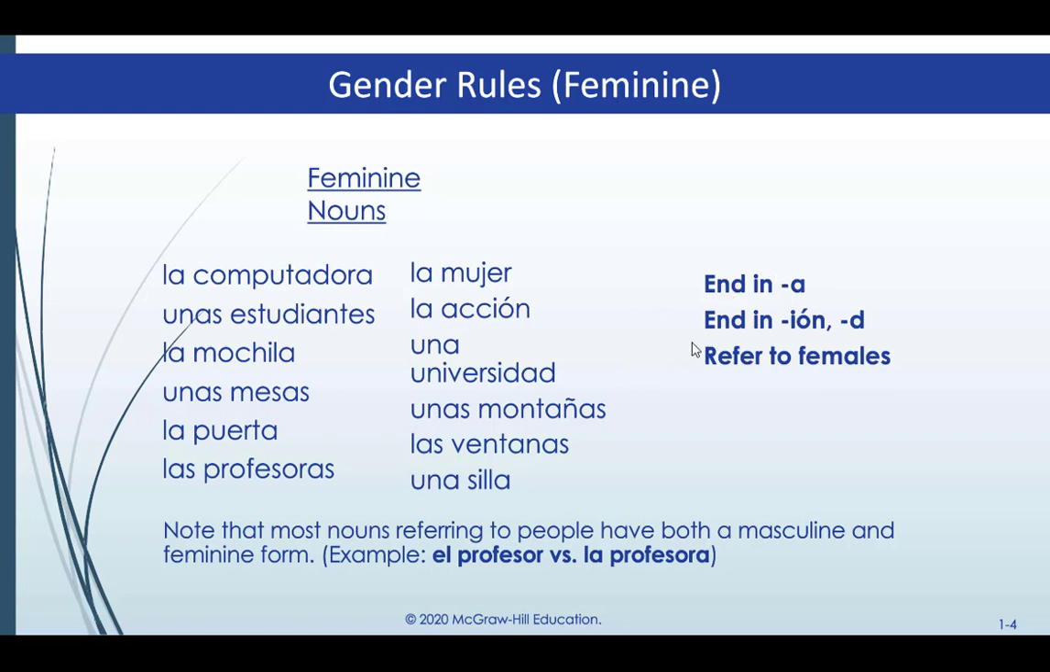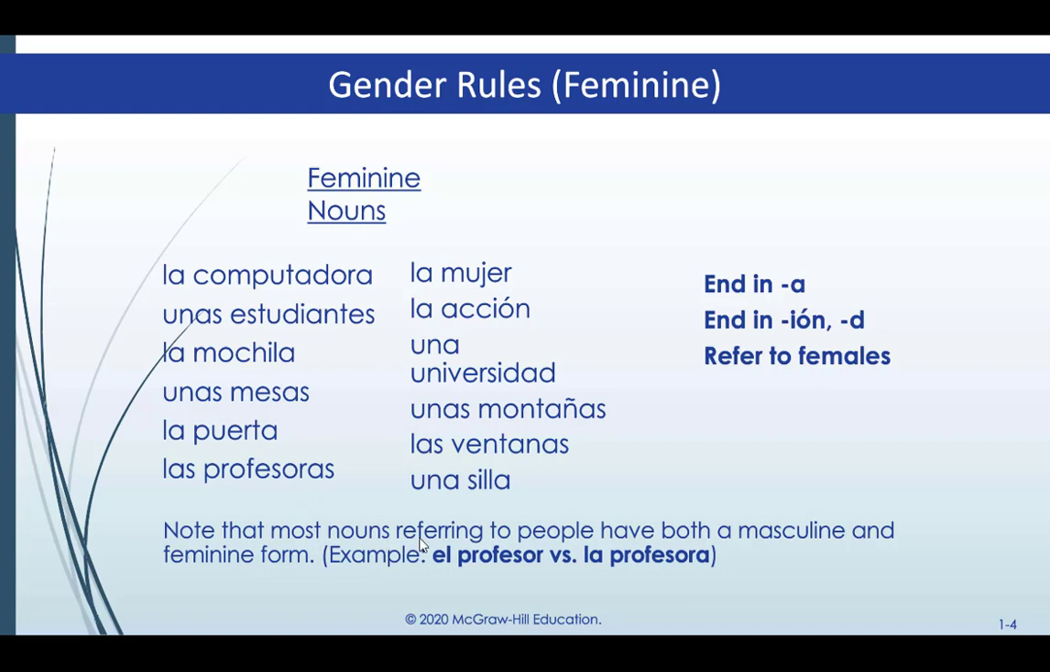Now, also some words that end in ion, and actually I could say some of those, most of the time they end in sion, like this, C-I-O-N, acción. So they're going to be also feminine. And also some of them that end in D, verdad, universidad. If they end in D, they could be feminine. There's a big possibility that they're going to be feminine. And then the ones that refer to females, like profesora, for instance, la estudiante, the female student.